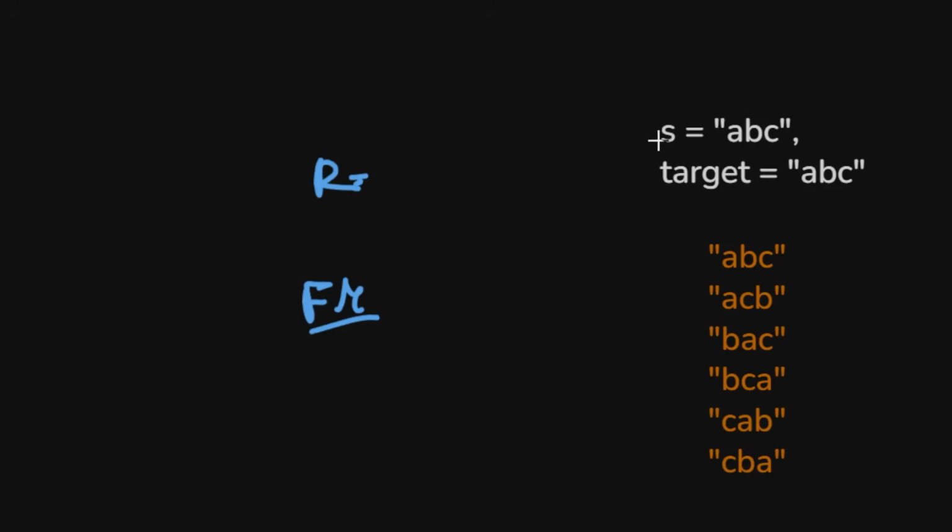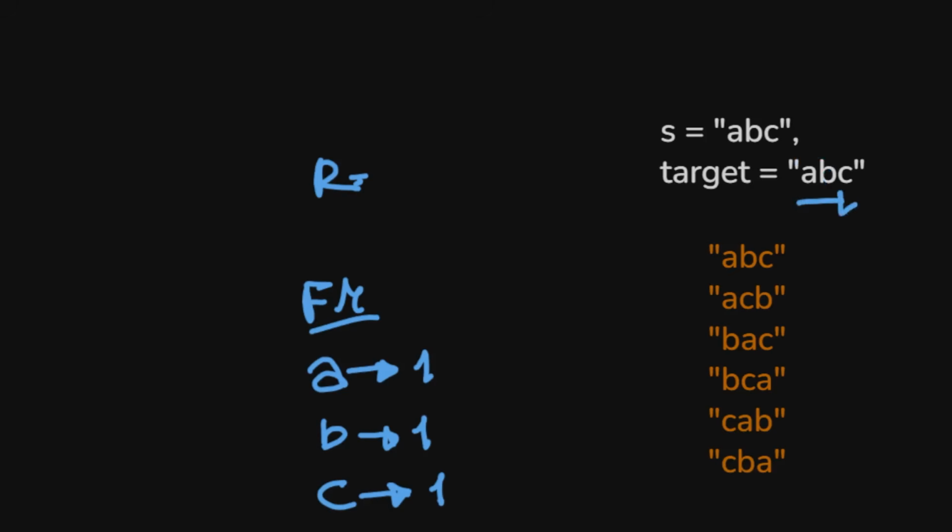Well, we can iterate characters of S one by one. We start with A, and we don't have A here, so we add it as a key, and the count is 1. Next we have a B, so we put B, and the count is 1. Next we have a C, so here we put a C, and the count is 1.